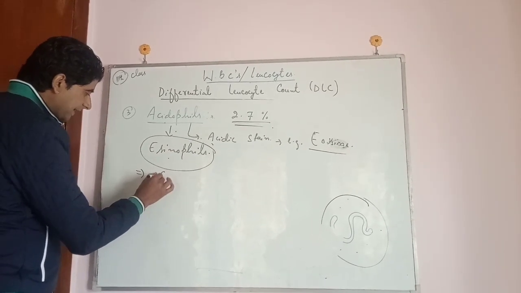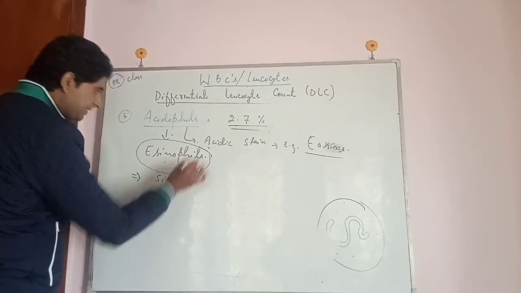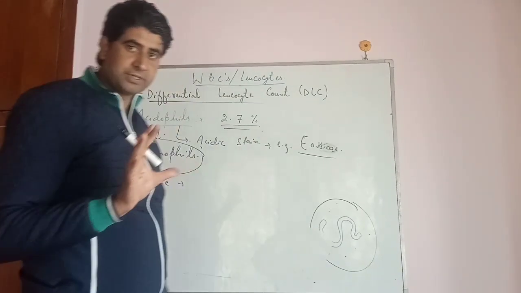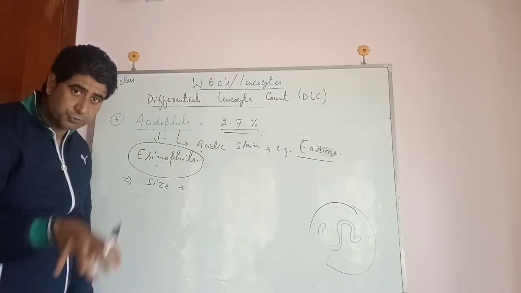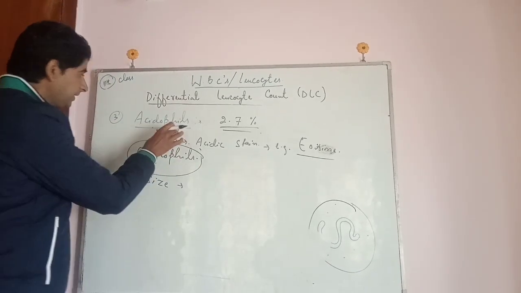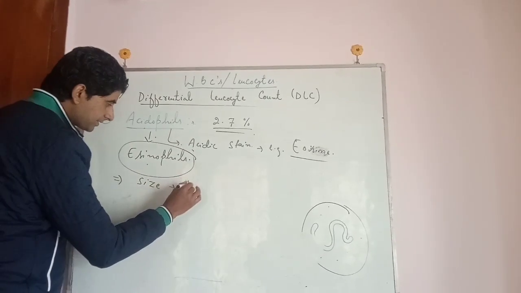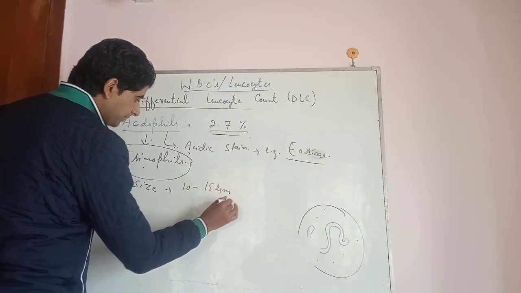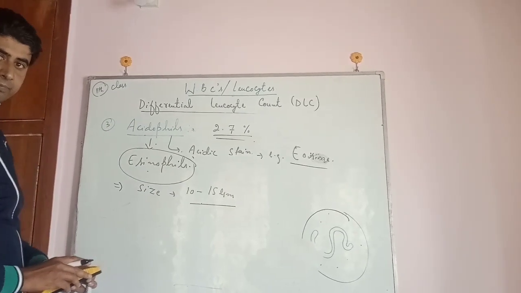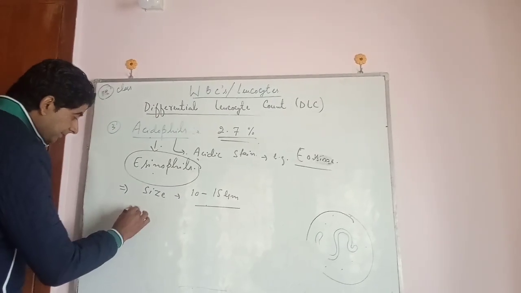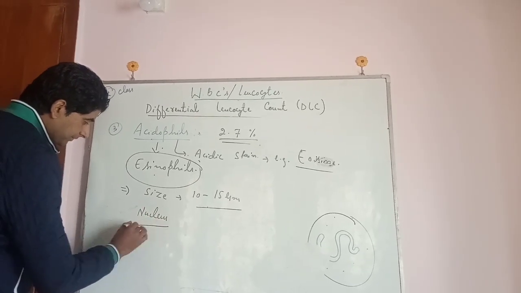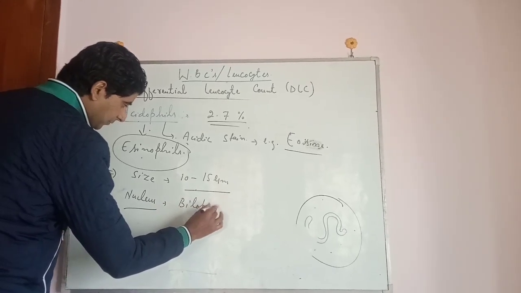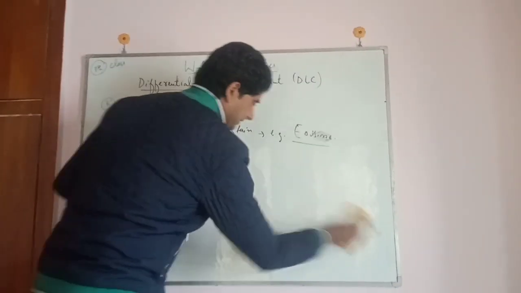Now moving towards their size. The size is similar to that of the basophils as well as the neutrophils. So that means their size varies between 10 to 15 micrometer in diameter. However, their nucleus is bilobed, just like this.